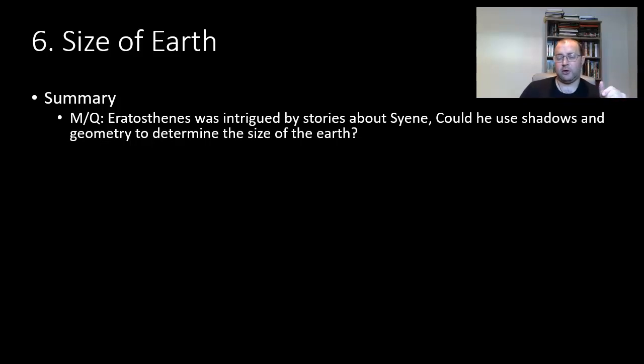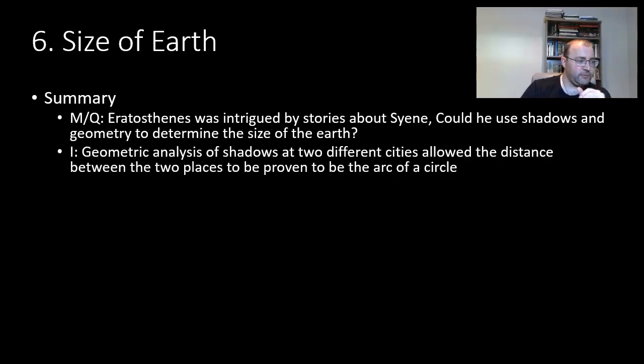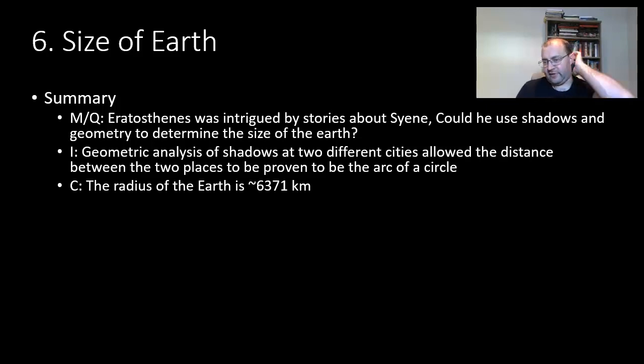So could this difference in angle, could we use some geometry and some measurements of shadows to determine this angle and use that to determine the size of the Earth? And ultimately, he could. I won't reproduce it, but the basic idea is that you do a geometric analysis of the shadows in these two different cities, and once you do that, you can relate the distance between the two cities to an arc on the circle that forms the circumference of the Earth along that meridian. So it's very important that these cities be as close to on the same north-south line as they can be. If it's east or west, then that kind of messes things up. But if they're on the north-south line, then you can relate it to the arc of the circle that can get you the circumference, which can get you the radius of the Earth. And ultimately, they did that and found that the radius of the Earth is approximately 6,371 kilometers.